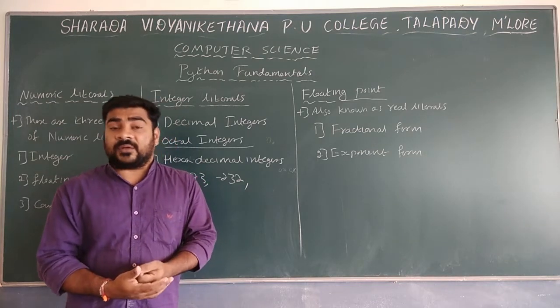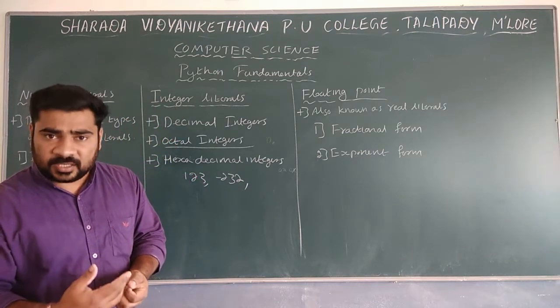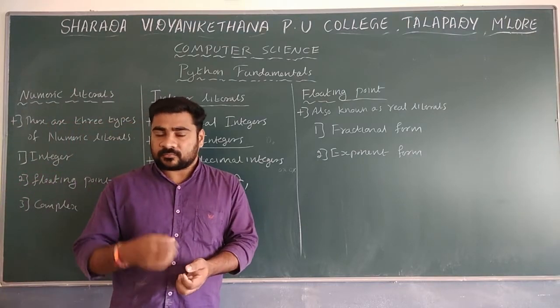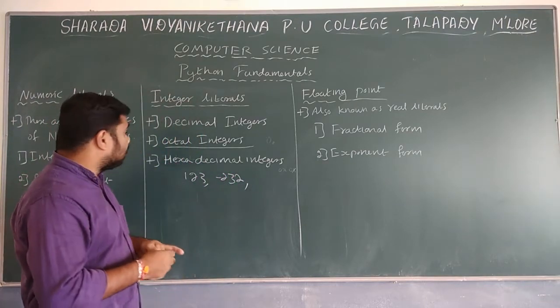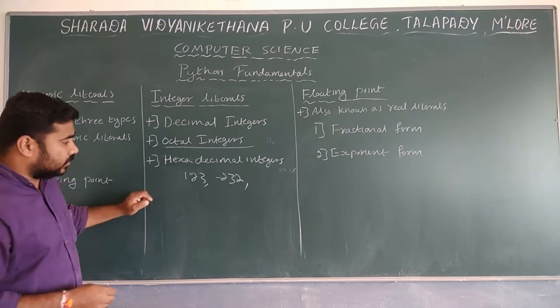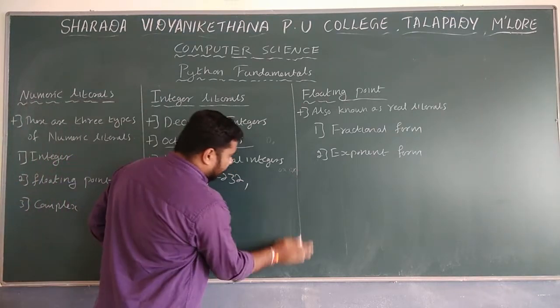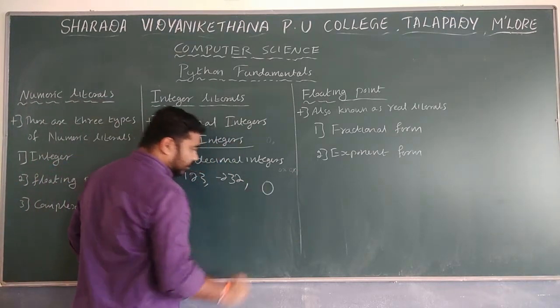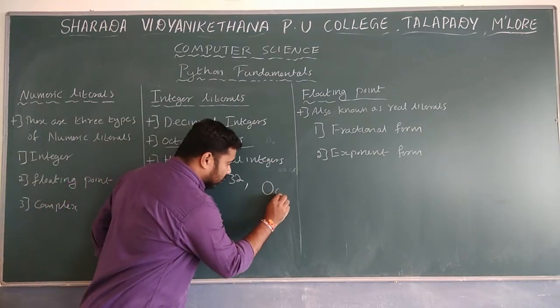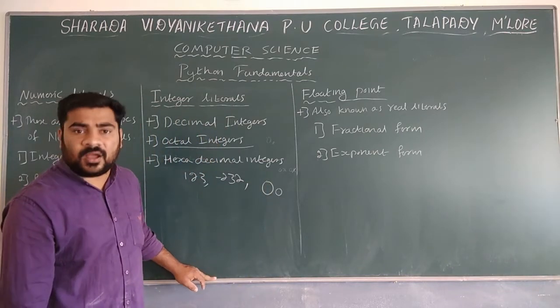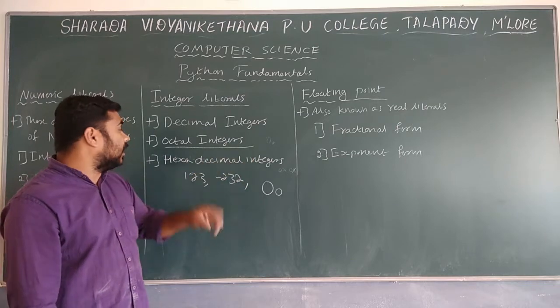How can we represent that in the computer, or how can we write that in my computer? If you want to use octal integers, you have to use 0 and a small letter o (0o) as the prefix. Then you can write the octal number.